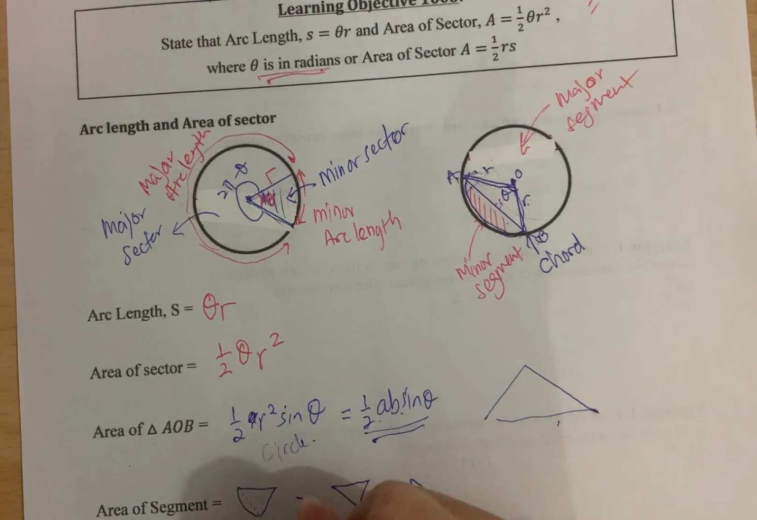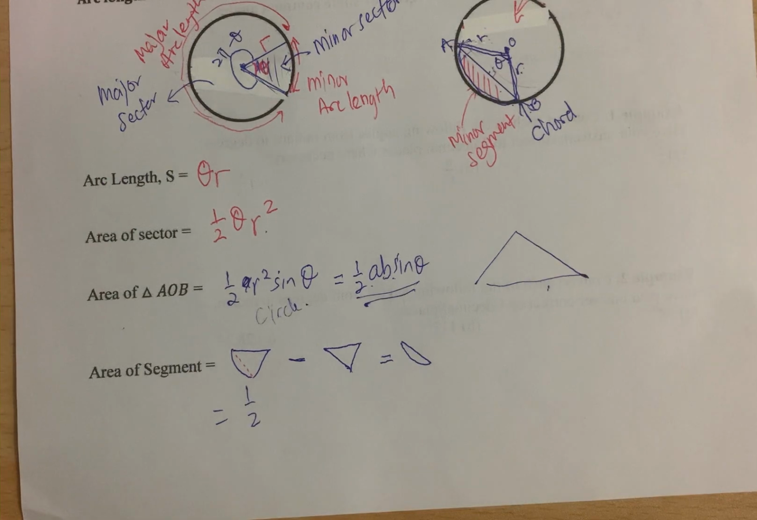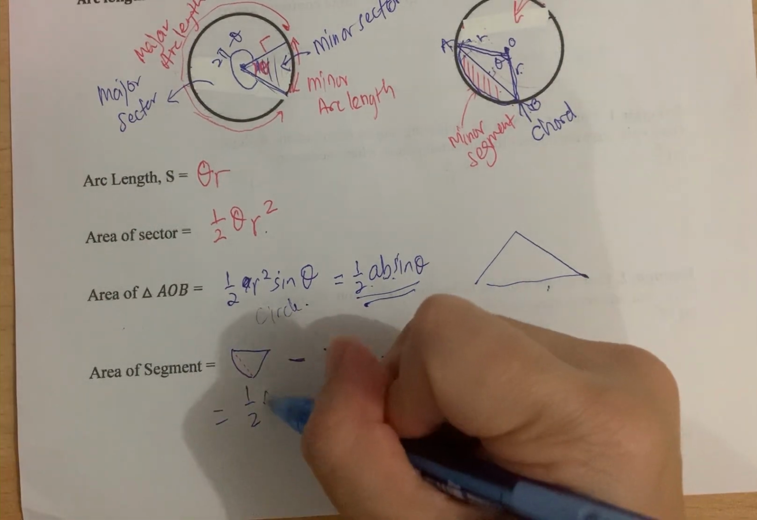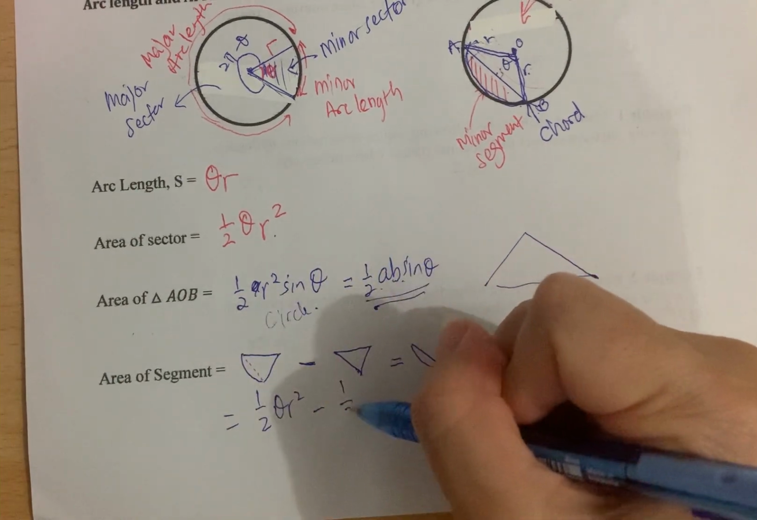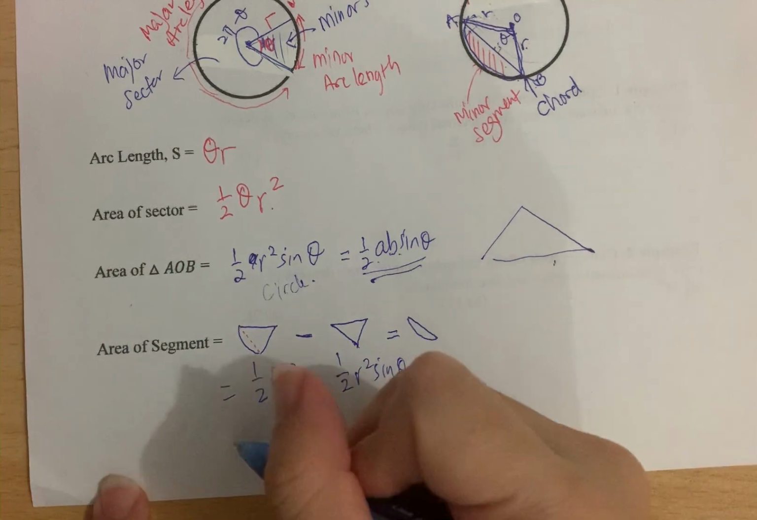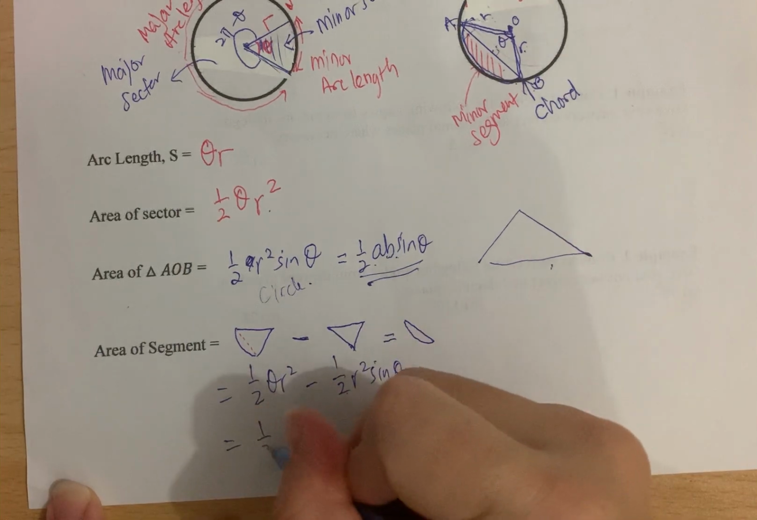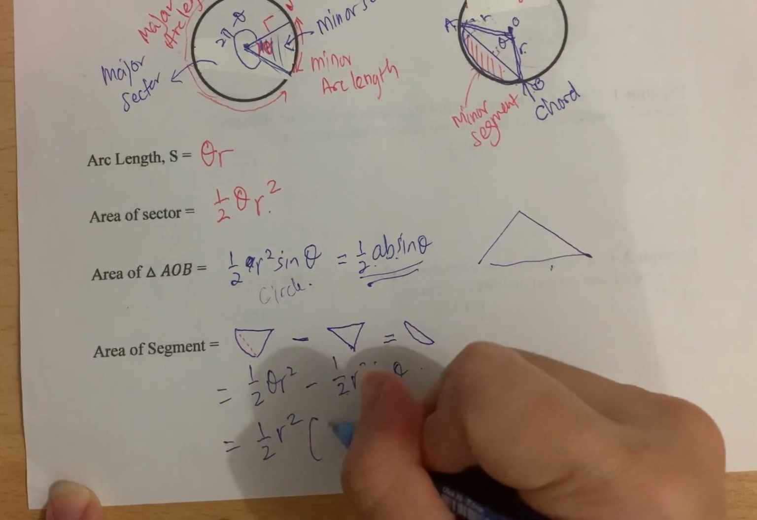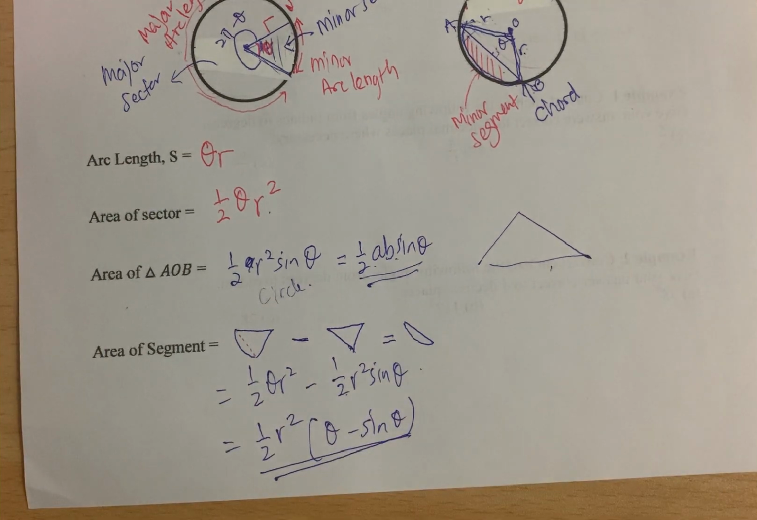So what is the area of sector? Coming back here, it's half theta r squared minus the area of the triangle, which is just at the top, half r squared sine theta. If some of you want it more simplified, I can take out the half r squared, so I'm left with theta minus sine theta. So this is the area of segment. That's how we find it.